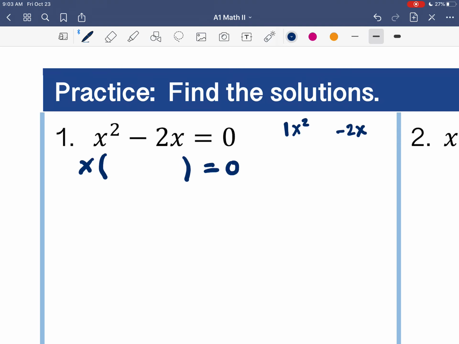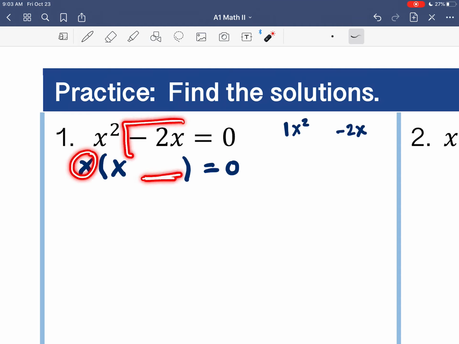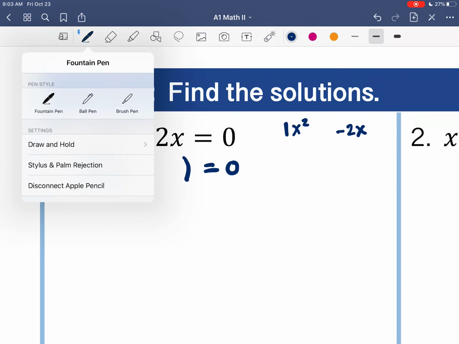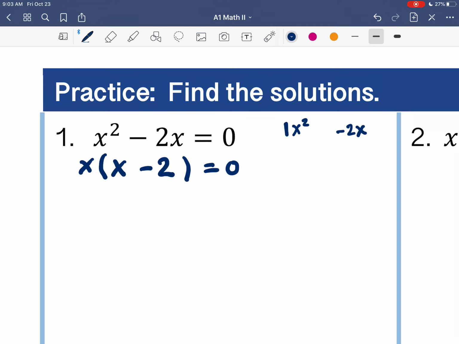So our next job, once we've figured out what the greatest common factor is, is to figure out what's left after we take that factor out. What would you need to multiply x by to get x squared? The answer is x, right? X times x makes x squared. And then the next question is, what do you multiply x by to get negative 2x? The answer is negative 2. We have to multiply x times negative 2 to get negative 2x. So we're left with x times x minus 2.